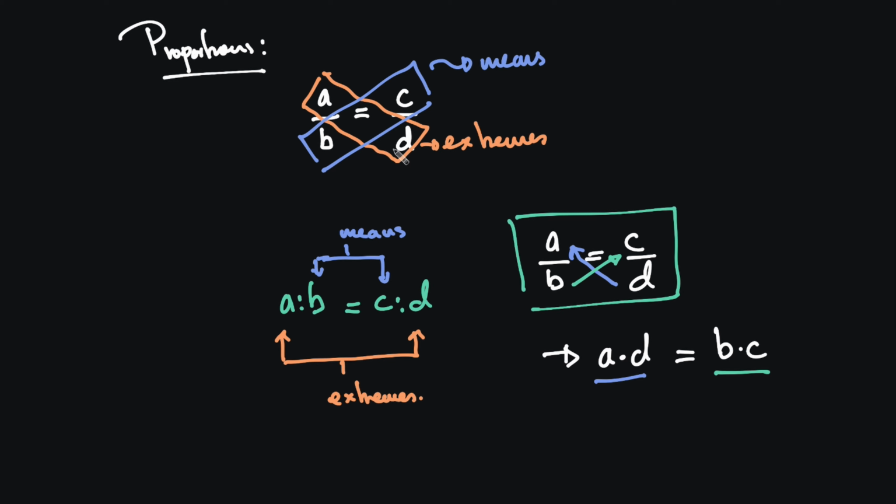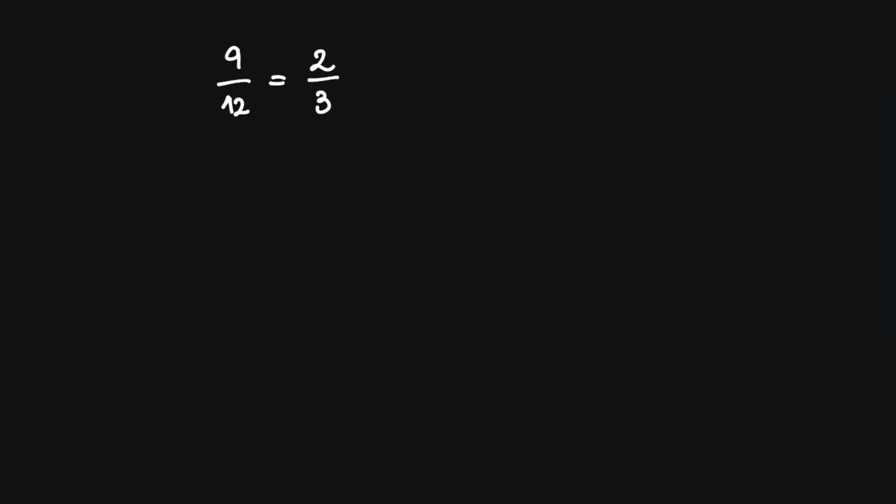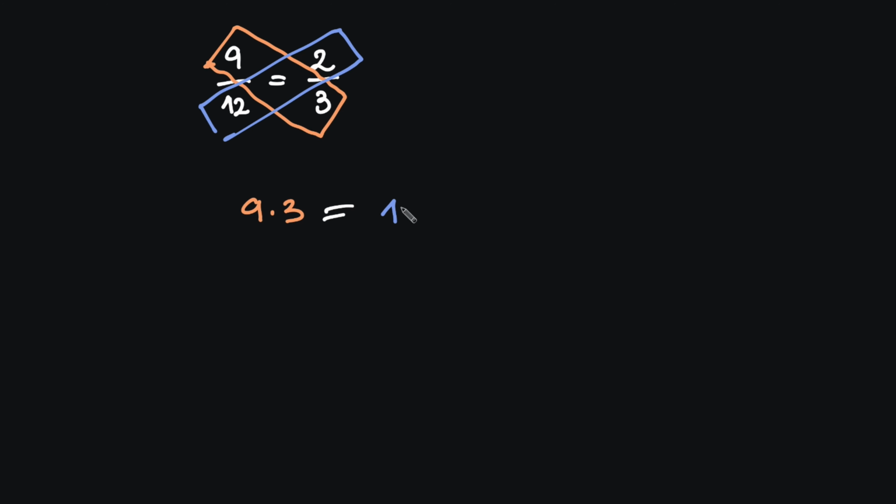Let's do an example. Let's suppose that we have 9 to 12 equal to 2 to 3. Okay, how can we check if this is true or not? Again, remember, extremes and means. If we multiply the extremes, 9 times 3, it must be equal to the multiplication of the means, so the multiplication of 12 times 2. Let's see, 9 times 3 is 27.